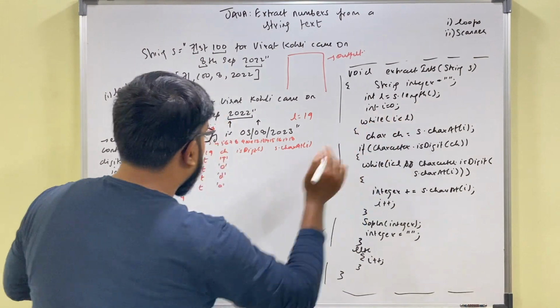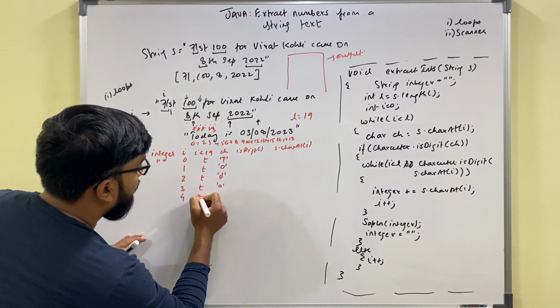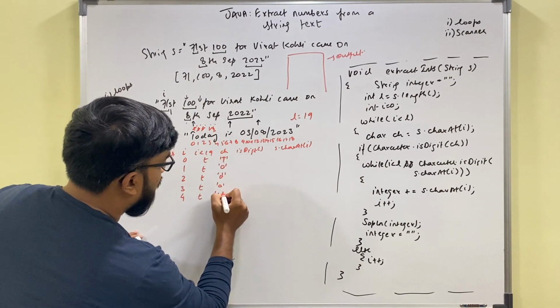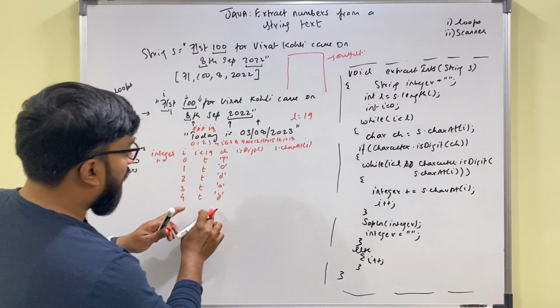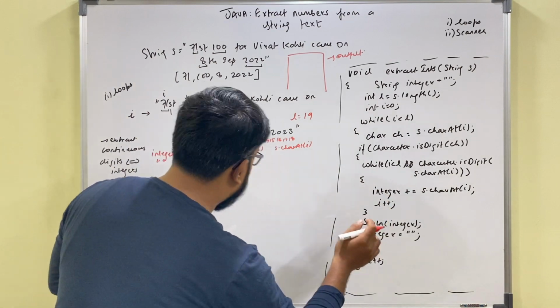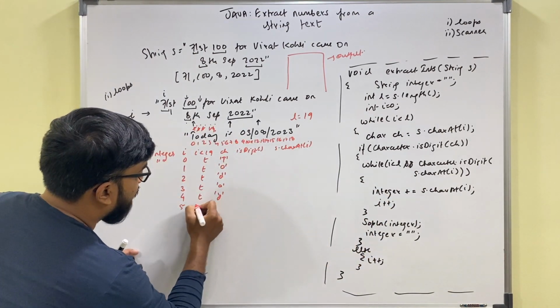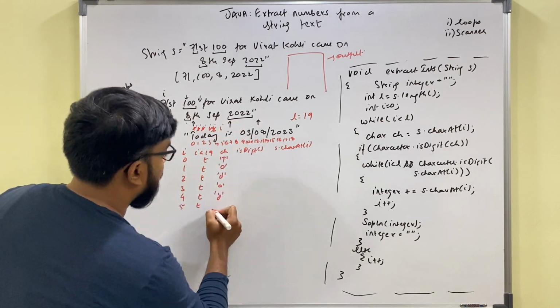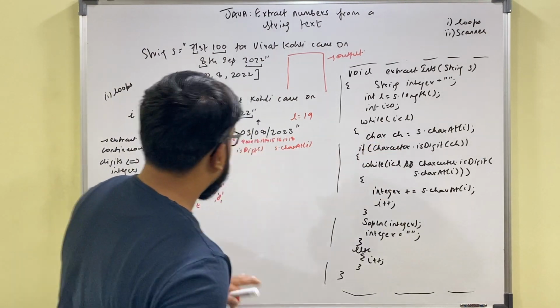Okay, you go back to check for the while loop condition, I less than L, I less than 19 is true. Ch is s dot charAt I, which is lowercase y. Character dot isDigit is false because lowercase y is not a digit. You move to the else part, I plus 1, I becomes 5. Go back to check for the while loop condition, this is true. I comes here, which is a single space. Ch stores a single space.